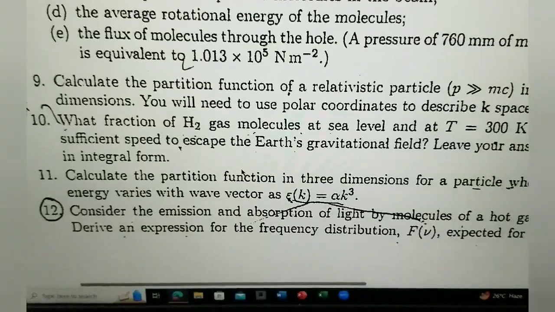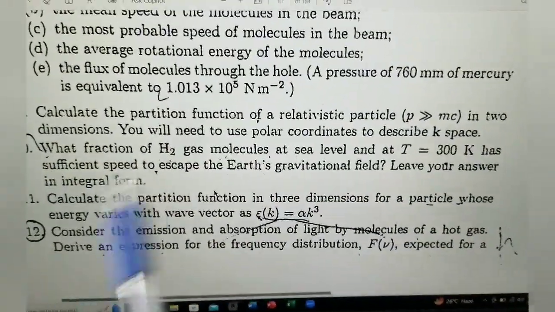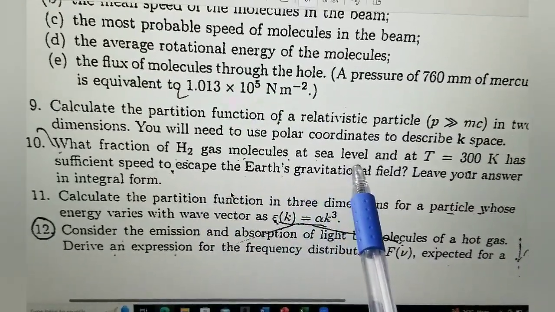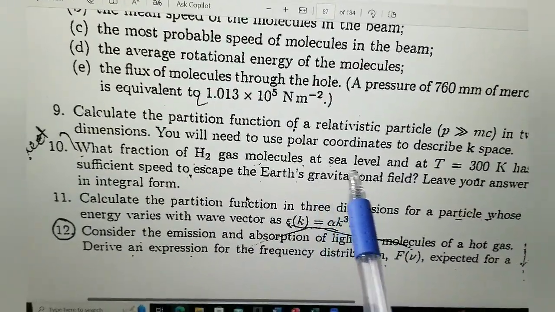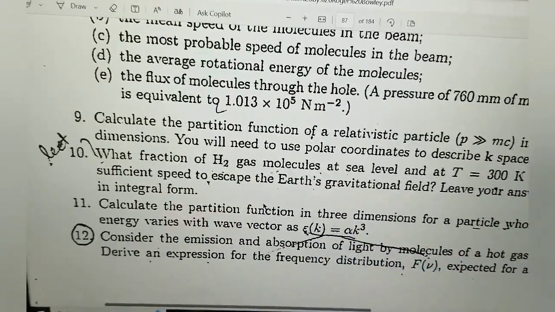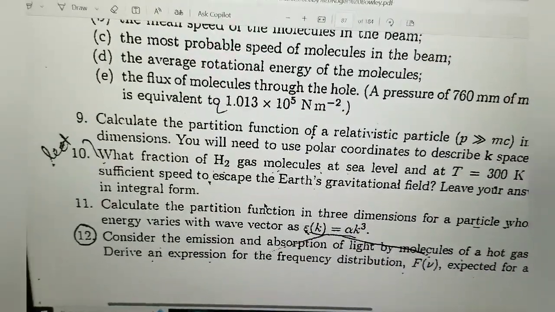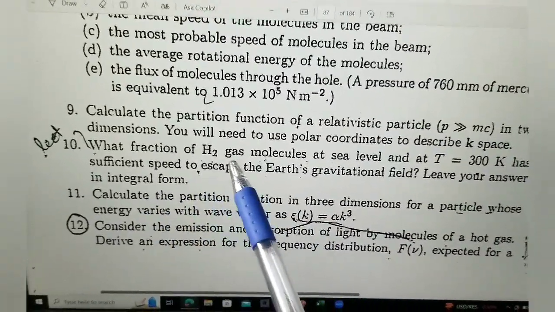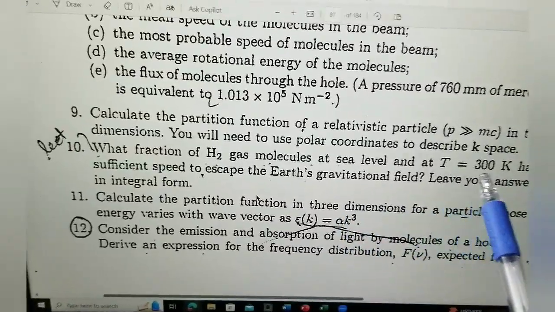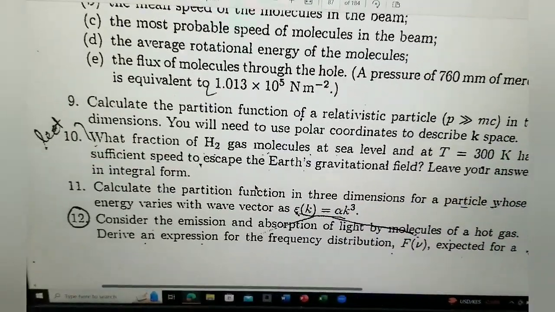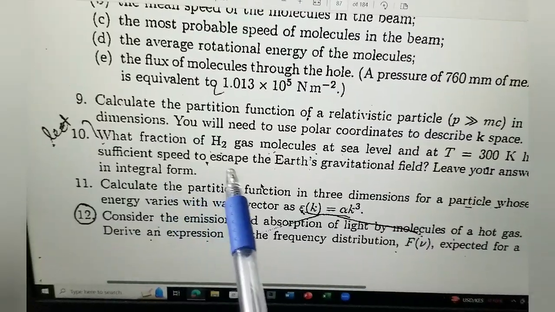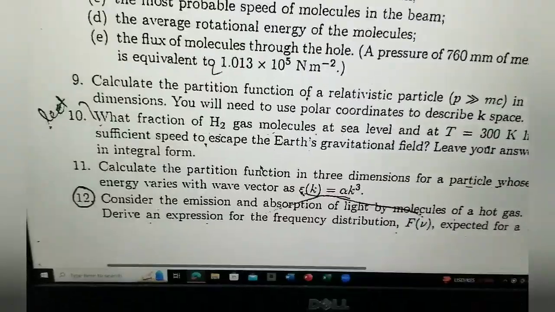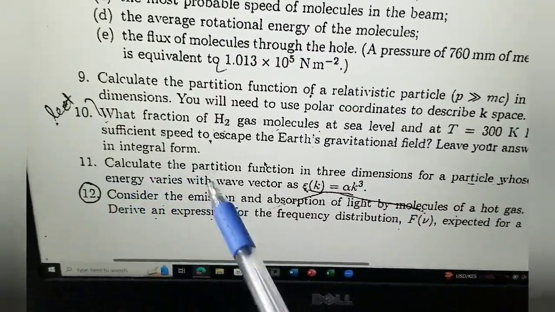Here we can see problem 10. What fraction of hydrogen gas molecules at sea level, and at this temperature, which is 300 Kelvin, has sufficient speed to escape the Earth's gravitational field? Leave your answer in integral form. That's the best thing they have done for us.